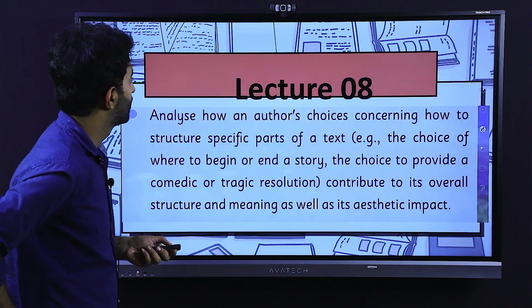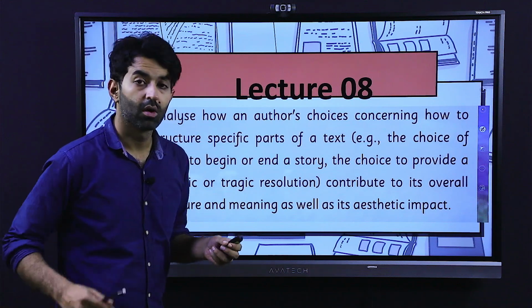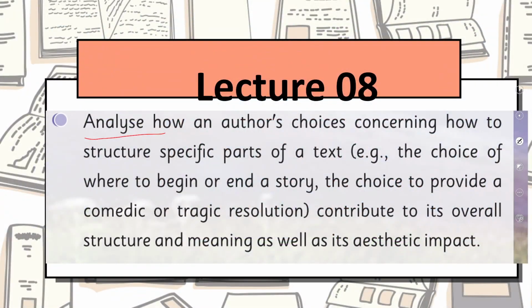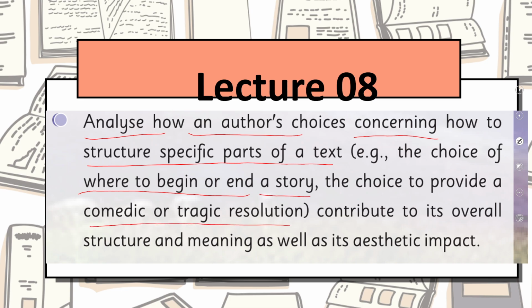All right. For lecture number 8, after these reading SLOs, we will analyze how an author's choices concerning how to structure specific parts of a text. We know that texts are structured according to their genre, according to their type. For example, the choice of where to begin or end a story, the choice to provide a comedic or tragic resolution contribute to its overall structure and meaning, as well as its aesthetic impact.